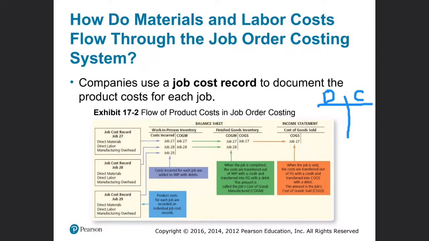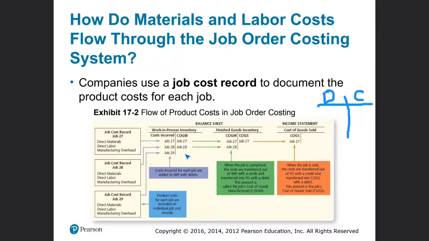We haven't manufactured anything for it. So we see here 27, 29, we've got some costs that we have incurred on it, but we haven't started making anything. So that's why we don't have a credit here for our cost of goods manufactured.